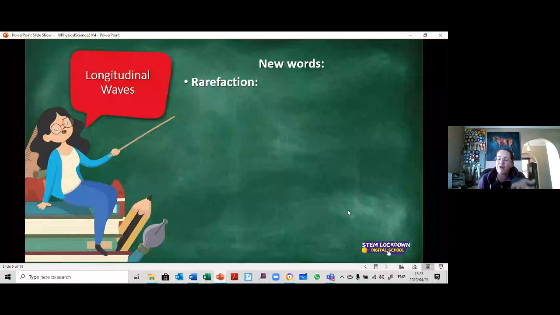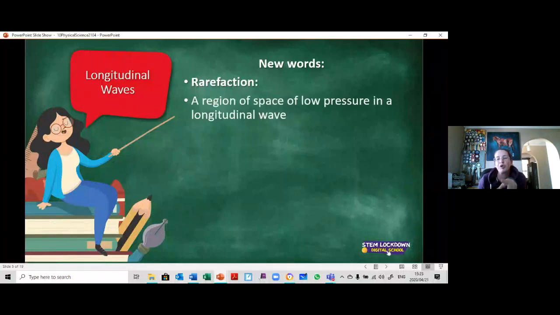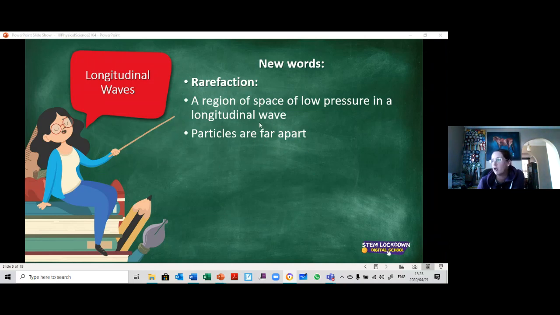So we've got rarefaction, which is a space of low pressure. Now I can see a lot of you looking at me going, okay? Low pressure means the particles are far apart. The definition of rarefaction you have to know as a region of space of low pressure in a longitudinal wave. But for yourself, explain it as the particles are far apart. I'll show you a diagram.